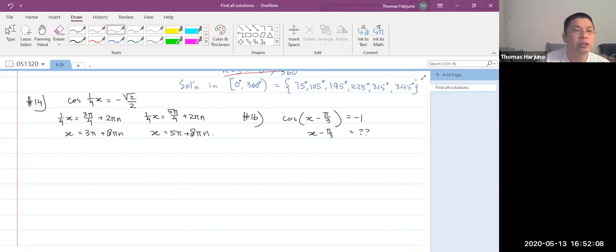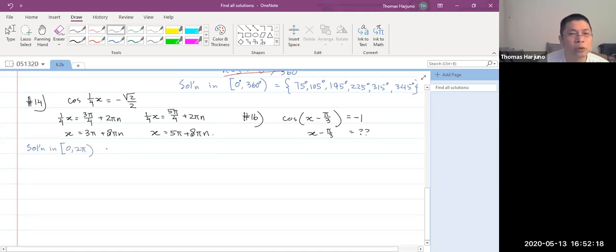Now, strangely, if we want to see solutions in the first period from 0 to 2 pi, you will see no solution in the first period, right? Because when n equals 0, it's already 3 pi. When n is negative 1, it's negative 5 pi and negative 3 pi. Still not in this first interval. Okay, go on.